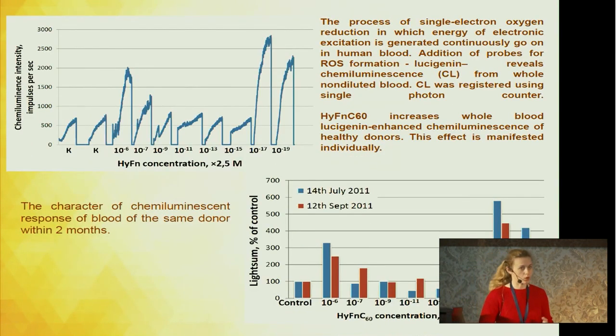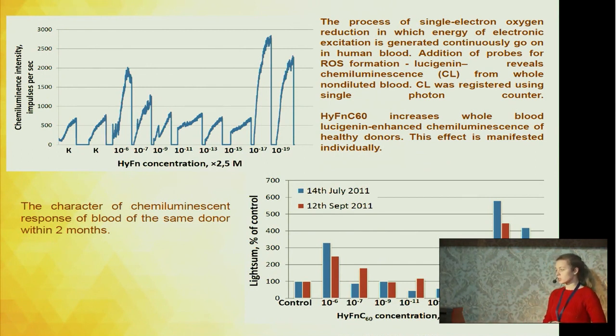And here is one more of our objects. These are tests on blood. These are tests on undiluted human blood. And we have found out that in the process of single electron oxygen reduction there are energy shifts, and this energy excitation is generated continuously in human blood. So we added probes for reactive oxygen species, which was mostly lucigenin, and we revealed chemiluminescence from whole undiluted human blood, and we registered it with a single photon counter.